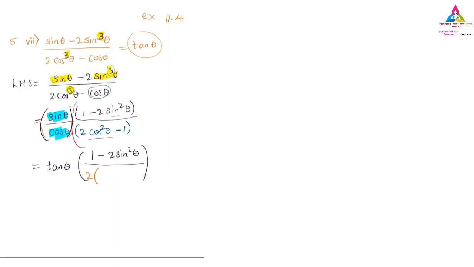Yes, anyone? Which identity are you applying? I want it in terms of sin square theta, cos square theta. So we will go for identity number 1. Yes, very good. That is identity number 1, sin square theta plus cos square theta is equal to 1.